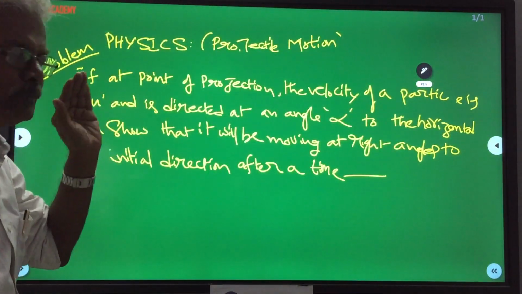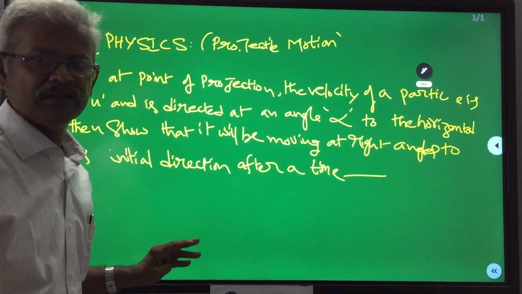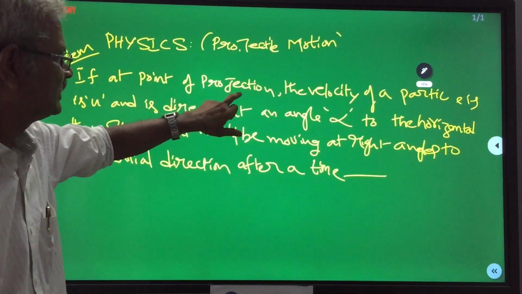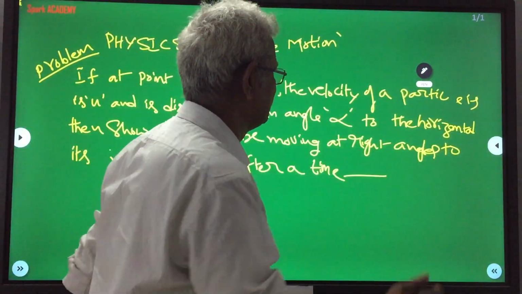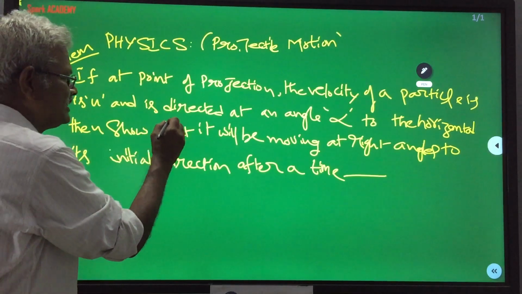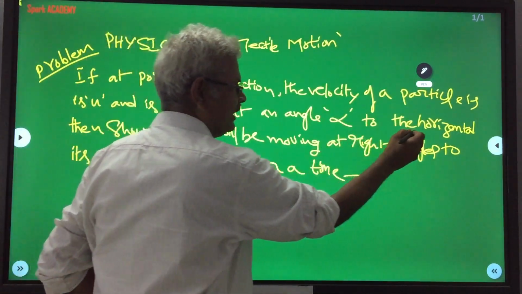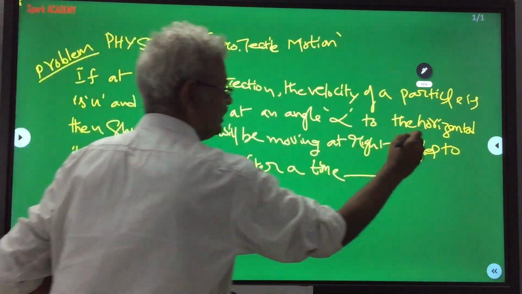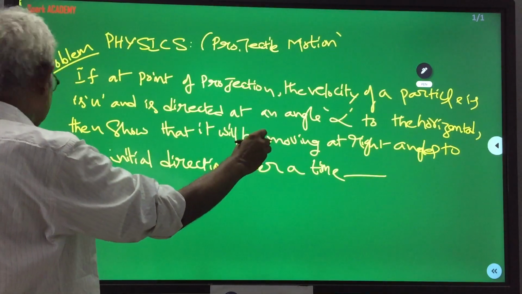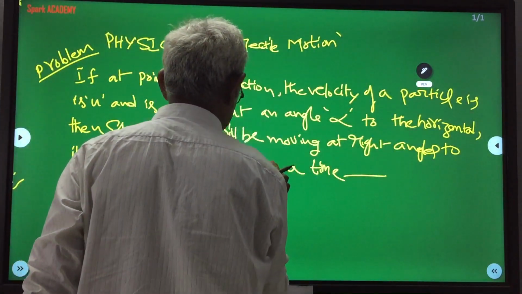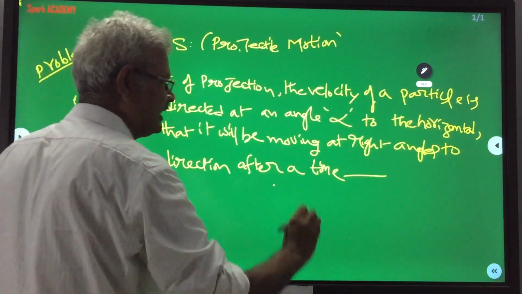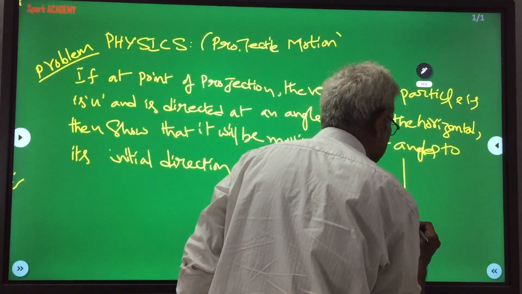Here, this is also most difficult to understand. It is a diagram, then a question will be asked. Be solved. If at the point of projection the velocity of a particle is u and it is directed at an angle alpha to the horizontal, then show that it will be moving at right angles to its initial direction at a later time. Most difficult one.